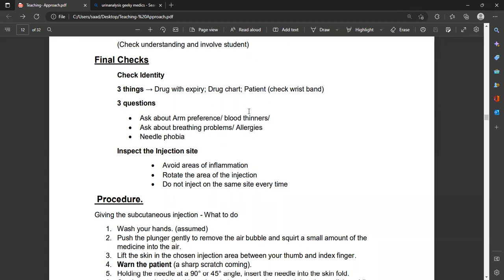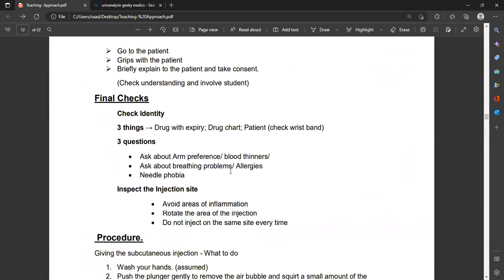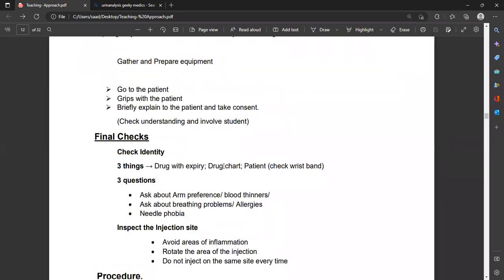Drug with the expiry. They are pre-filled heparin syringes. The expiry date will be placed on the syringe. Just verbalize in front of Lori that, Lori, this is a pre-filled heparin syringe. We first check the expiry date, and we check the dose from the drug chart. Important: I have mentioned in the beginning that in the equipment there would be a drug chart. So this is important. Check the dose on the drug chart and check the identity of the patient from the wristband.